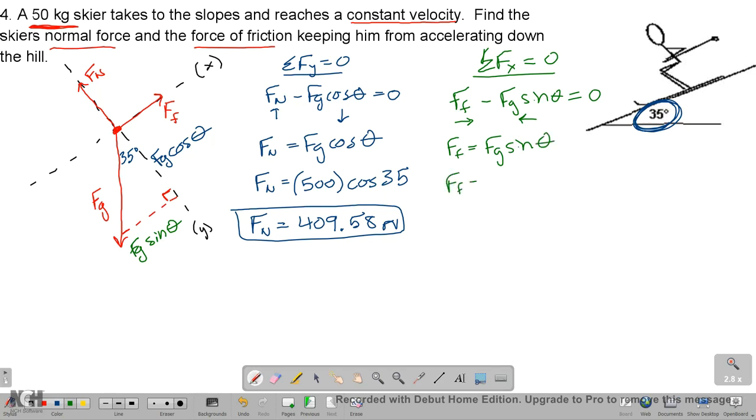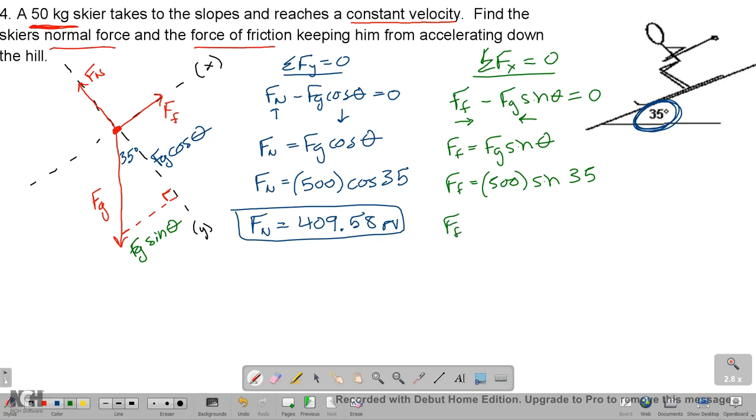And now we can plug our values in. 500 times sine of 35. This will give you a force of friction equal to 286.79 newtons.